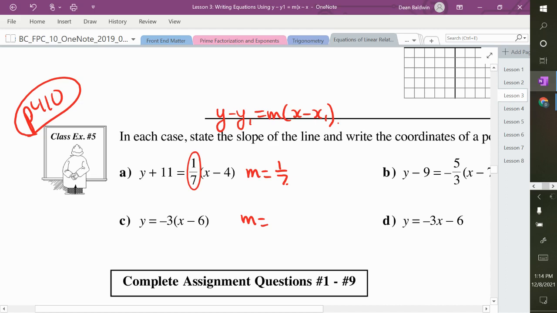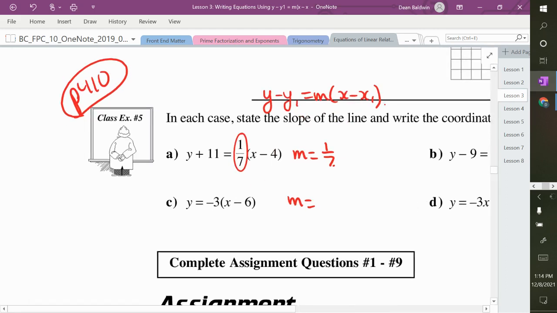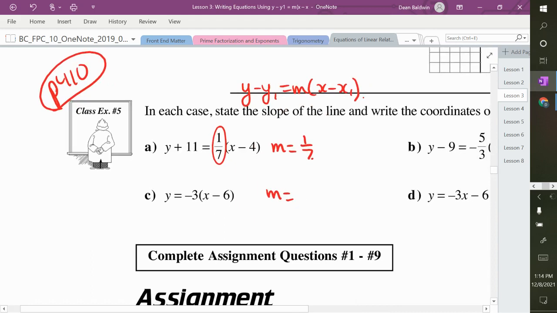Okay, the point has one little trick to it. What do you think the little trick is? Yes. The point is your x value is here, and if it's subtracting the x value, it's just 4. Boom, done. But if it's adding the x or the y value, you have to remember that it's actually the negative of that. So if it's y plus 11, the y value is negative 11. The other way you can think of it is, what makes this 0? 4. What makes this 0? Negative 11. Okay? So this one has slope 1 over 7, and it passes through the point 4, negative 11.